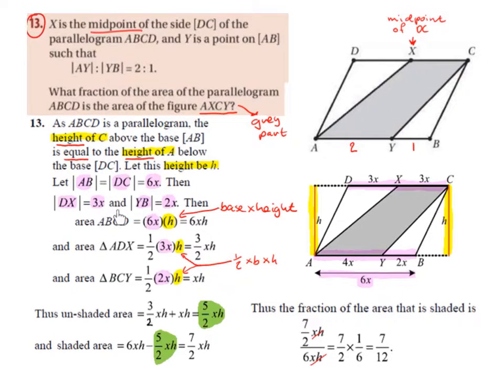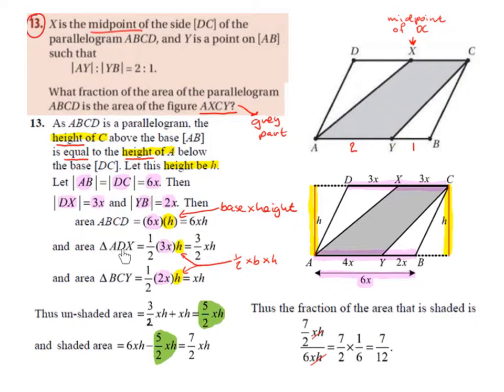Then the area of ABCD is going to be the base multiplied by the height, because that's the formula for the area of a parallelogram. The base being 6x, and the height being h, so 6x times h is 6xh.